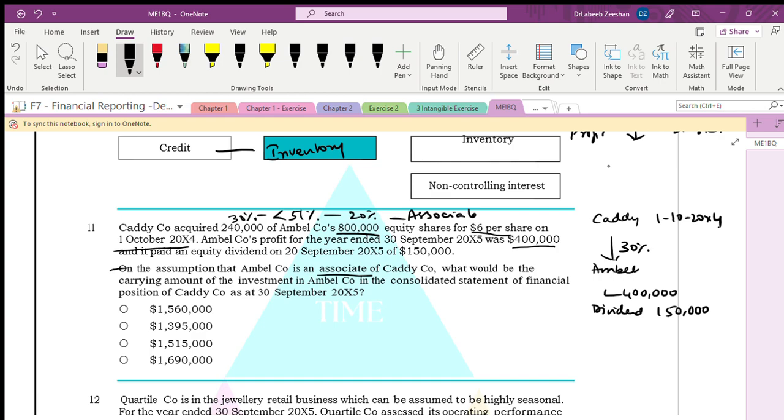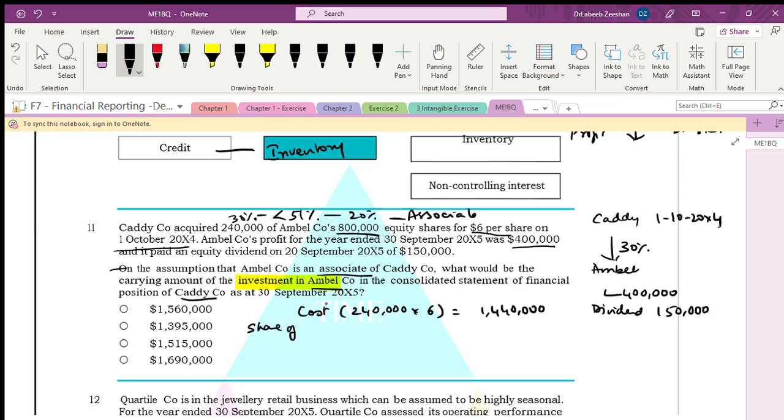What is the carrying amount of investment in Amble in the consolidated financial statements? How much is the cost? We are talking about the value of investment. When you are talking about the value of investment, what is the cost? Cost is how much? 240,000 shares at the rate of 6. It comes to 1.44 million.